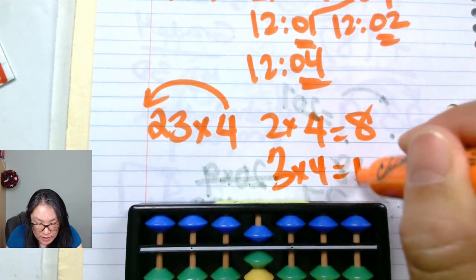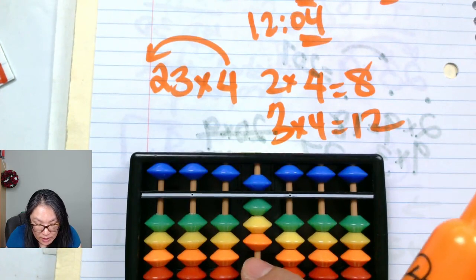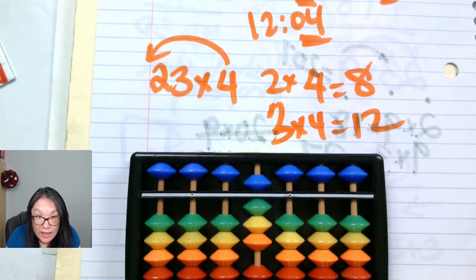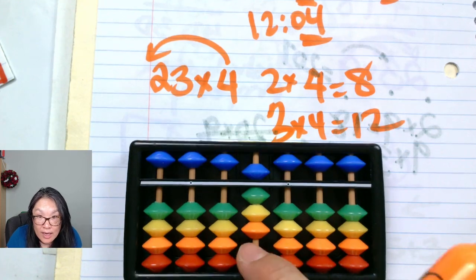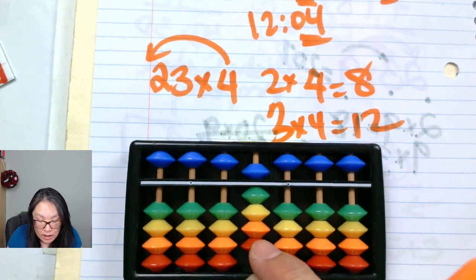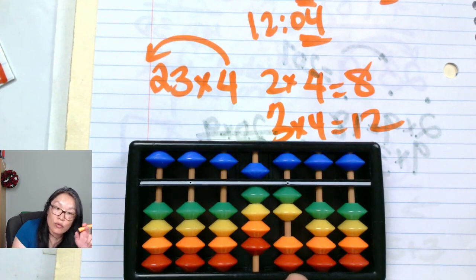3 times 4 is equal to 12. I add my 1, I add my 2. Does that make sense, Em? I add my 1, I add 1, and then I add 2. So no, you wouldn't move forward. You just stay where you are. So if it's a double digit, you stay where you are.